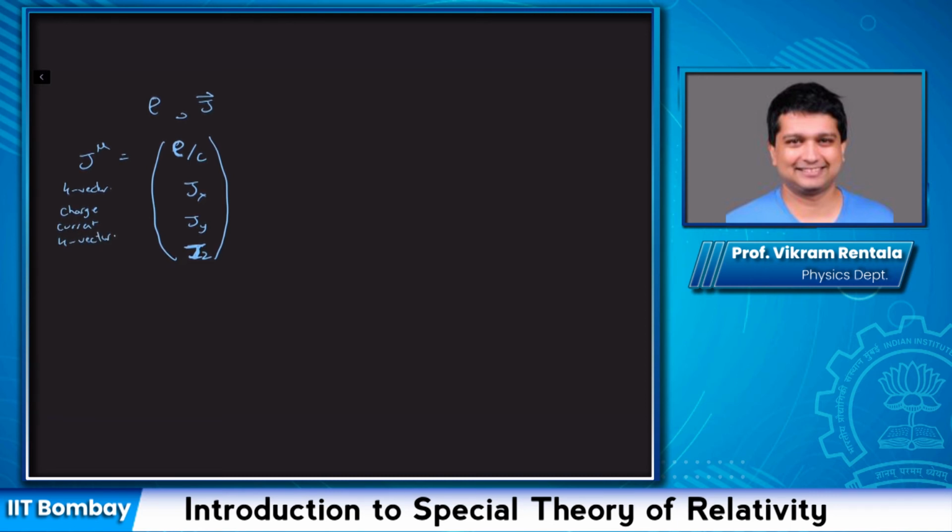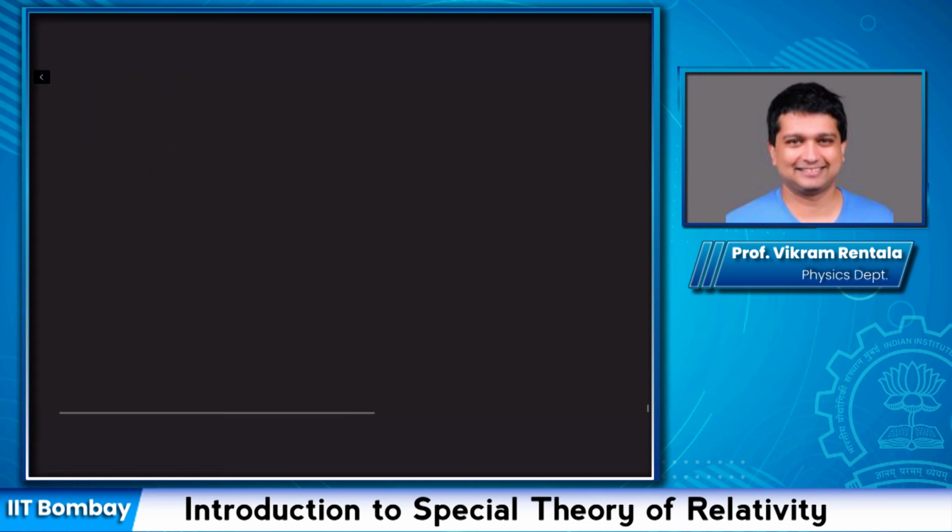So finally, putting all this together, you can show that Maxwell's equations can just be written in this form. So let me write those out here. Partial alpha F alpha beta is 4 pi J beta. And partial alpha F twiddle alpha beta is 0.